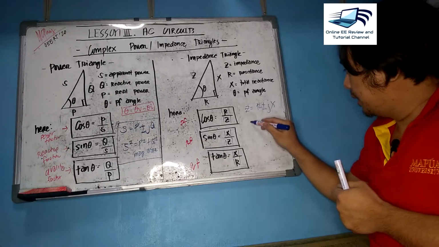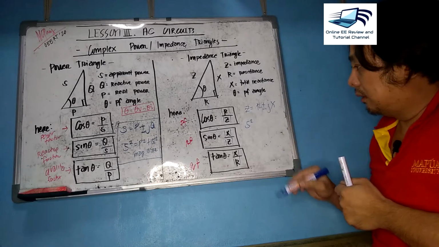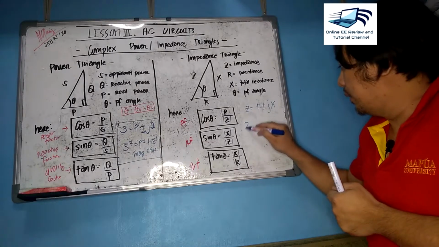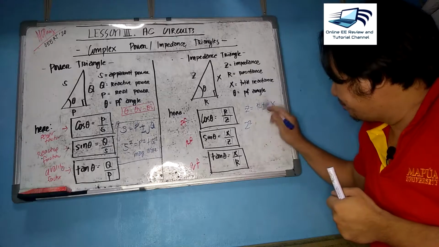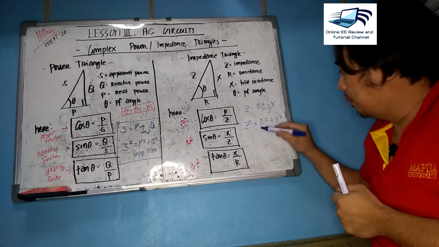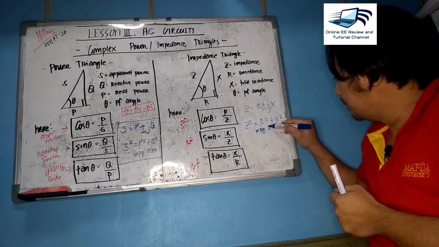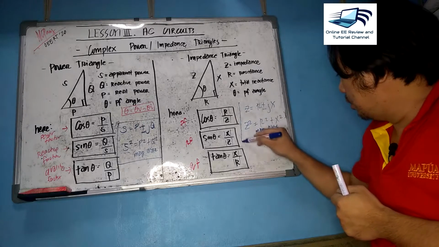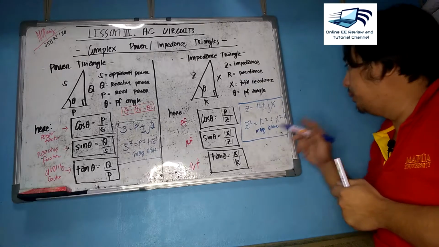And then you have here S squared, no? Or rather, Z squared is equal to R squared plus X squared, in magnitude only. So we can develop many formulas here.